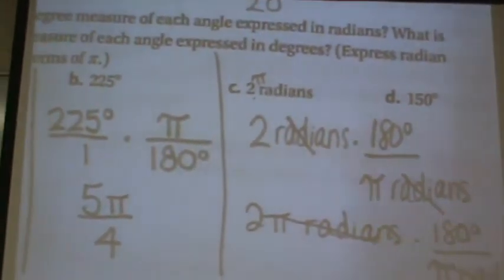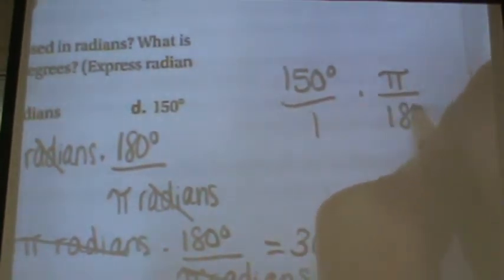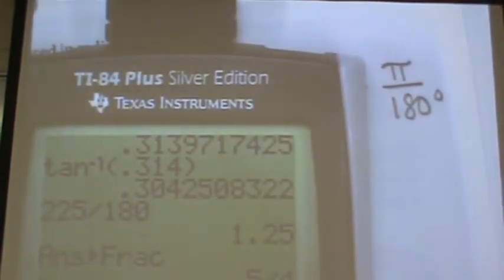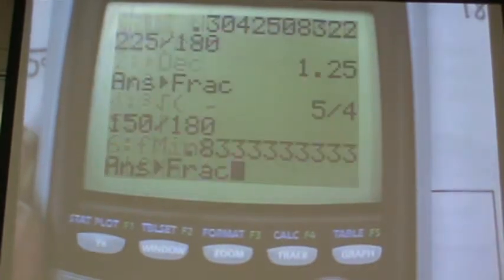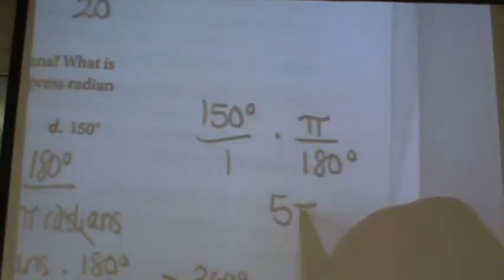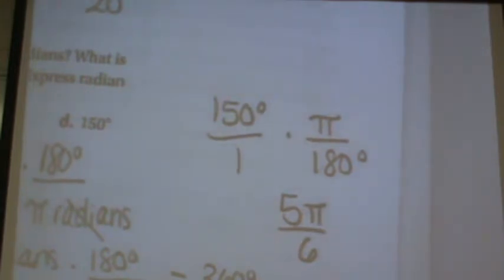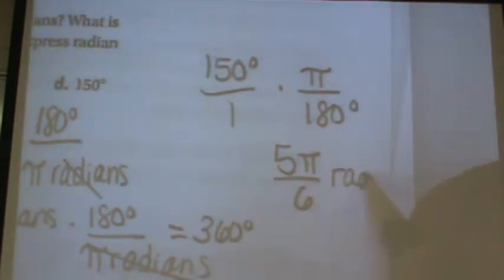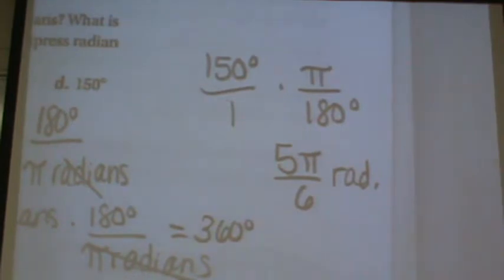Last one. 150 is what? 150 over 180. You get that? I got 5/6. Anyone else? Yep, 5 pi over 6. Do we have to say radians after that? You don't. When you see pi, it's in radians. You can even abbreviate it RAD.